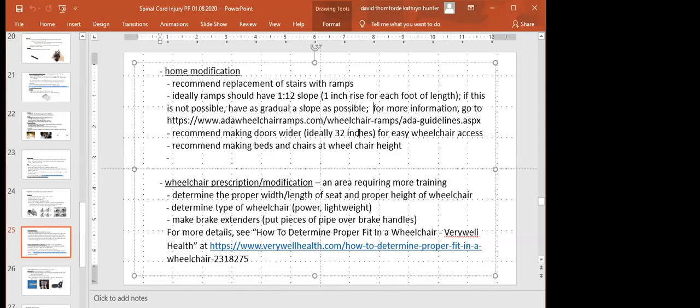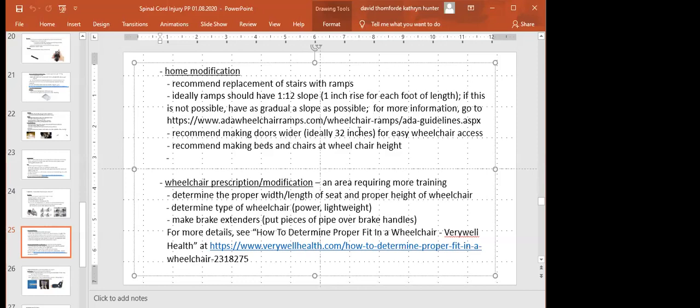Also, if possible, you want to recommend making doors wider, 32 inches, if the person is using a wheelchair. Because if not, they're in great danger of banging their hands on the door frame as they go through, injuring themselves, injuring the door frame, and it's much more difficult to get in.